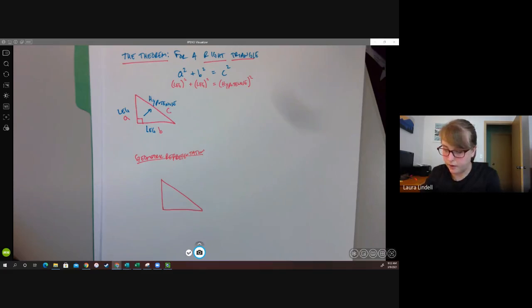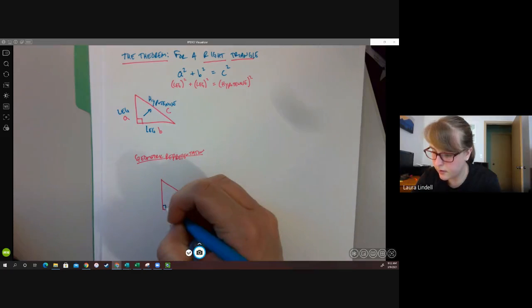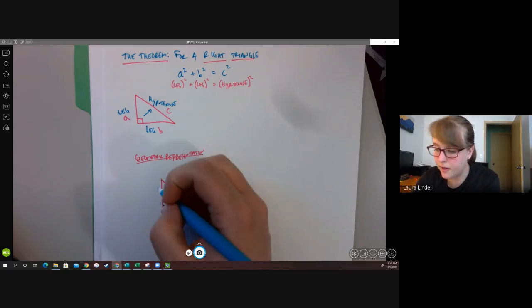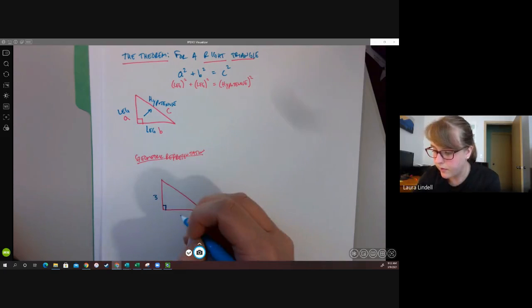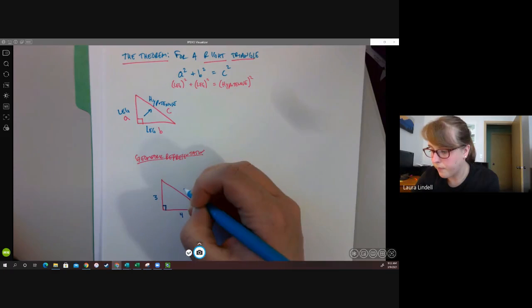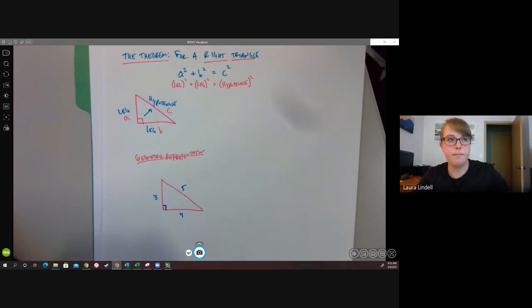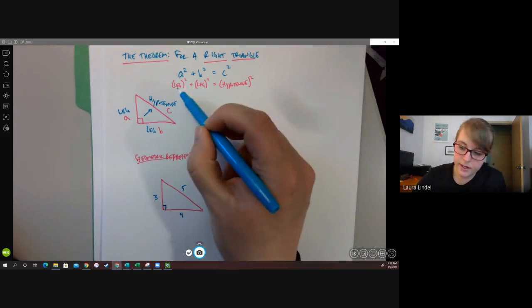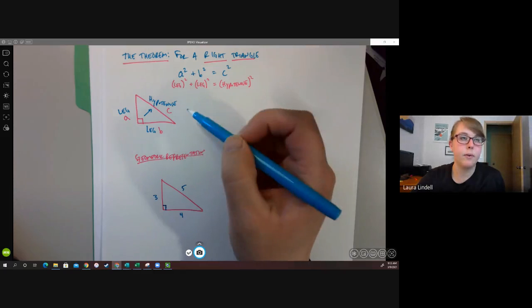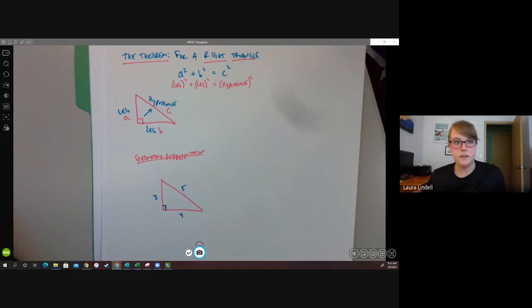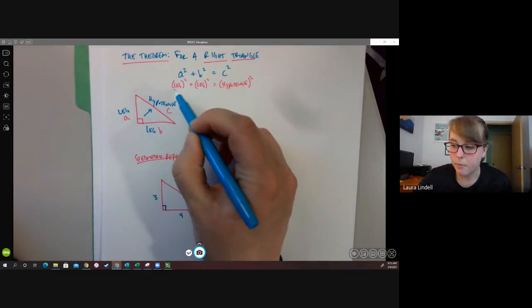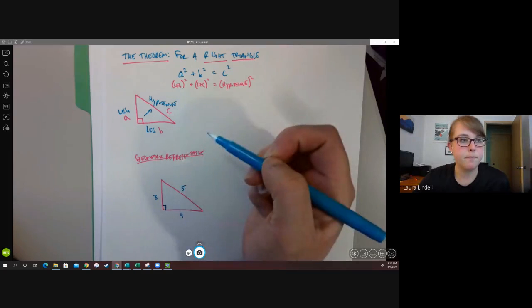So I've got a right triangle here. And we're going to say that this side length is 3, this side length is 4, and this side length is 5. So a representation of what's going on can be easily represented by areas of squares. Because if you think about it, when we take something and square it, like the leg length squared, that's really the area of a square with the side length being that length of the leg.